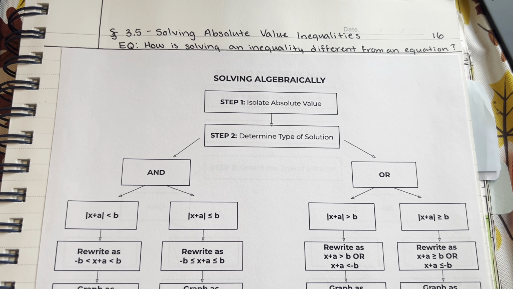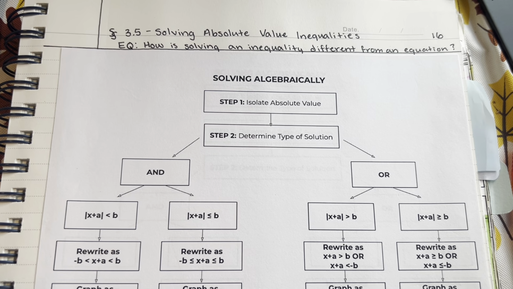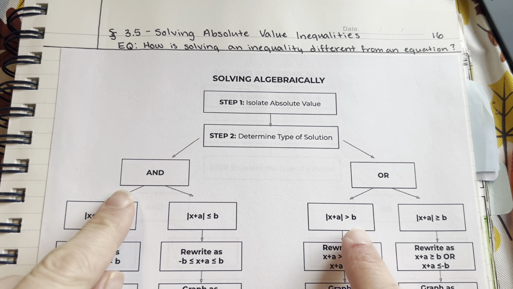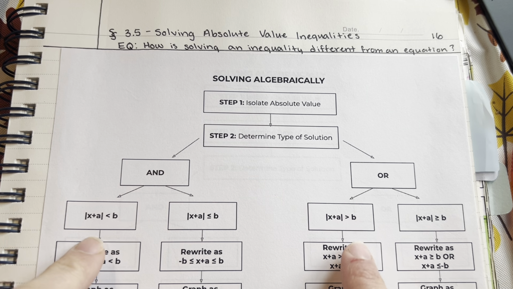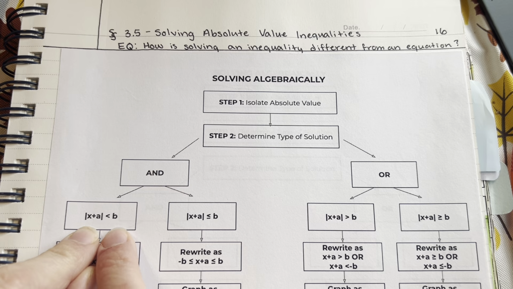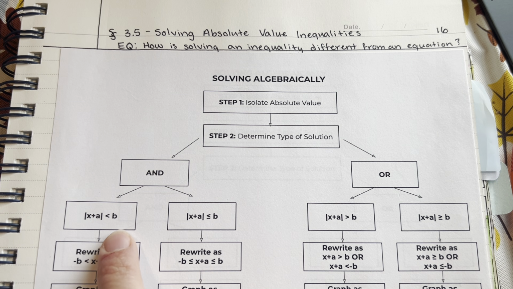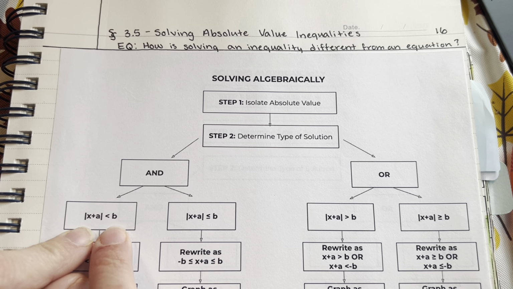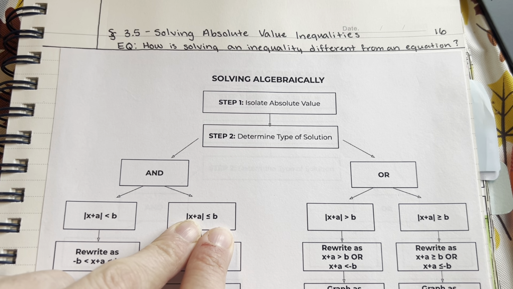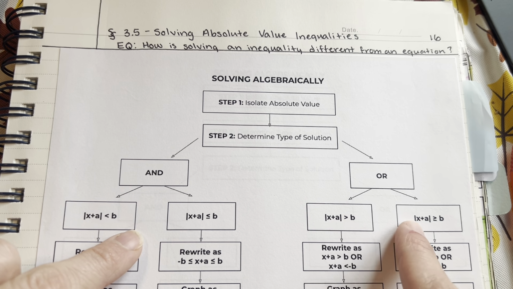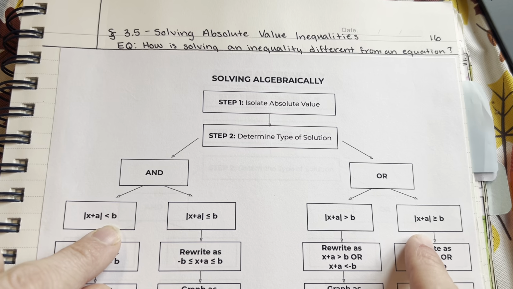So and solutions connect, or solutions are going to go in opposite directions. So if you have an and solution, this means that you have something where the inequality is eating the number, like here. So we have x plus a is less than b, or x plus a is less than or equal to b. Or solutions, notice that the inequality points the opposite way. So if I had a highlighter, I would highlight these guys because this is important, okay?